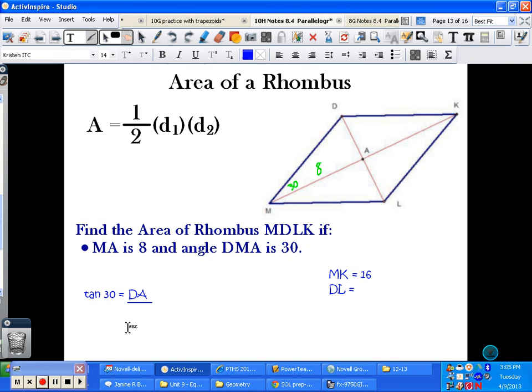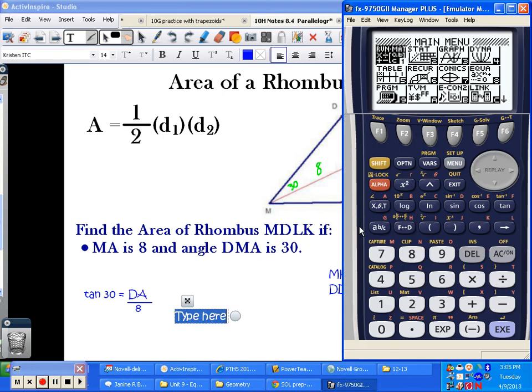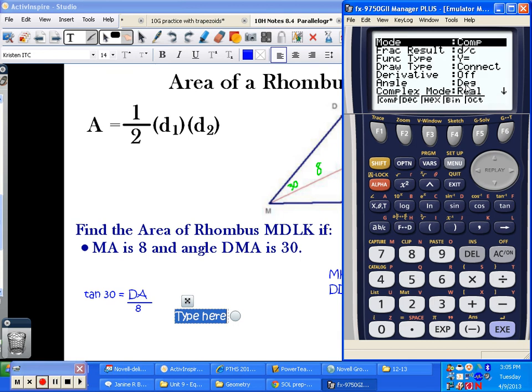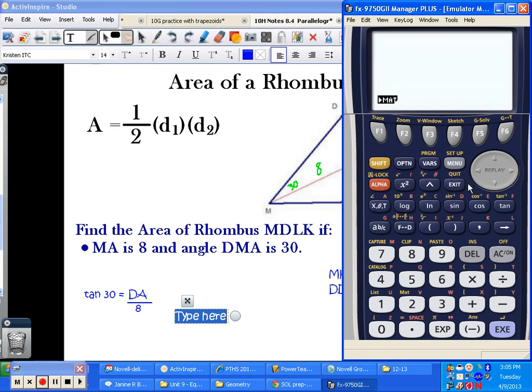There we go, that's a little bit better. So we can at least see everything. And then I'll just take my handy calculator here and make sure that I am in degrees, not radians. So I'm going to multiply the tangent of 30 times 8.